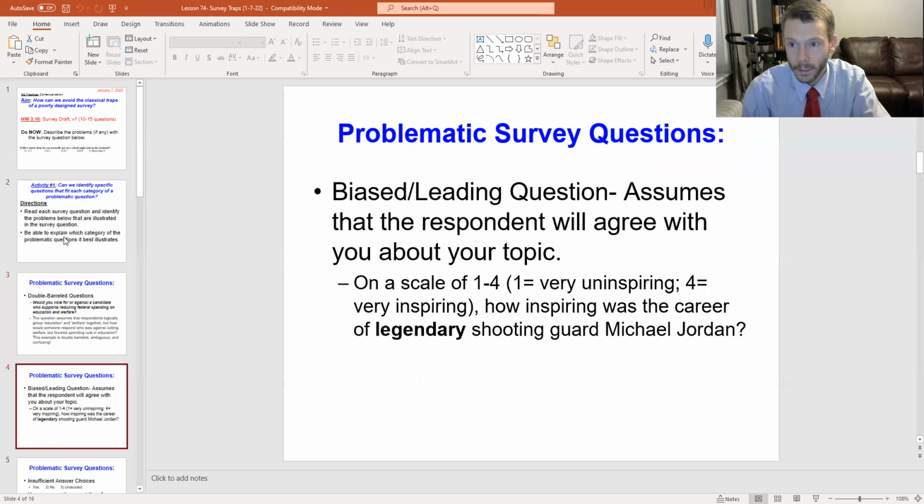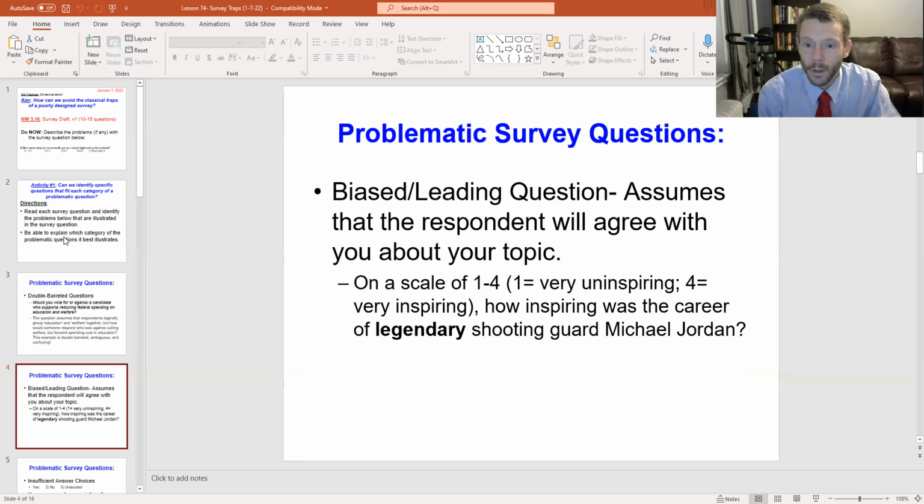The second question is also problematic. So the survey question says, on a scale of 1 to 4, 1 being very uninspiring and 4 being very inspiring, how inspiring was the career of legendary shooting guard Michael Jordan, the Chicago Bulls? Again, I bolded the key word here that kind of gives it away. Legendary reveals the bias or the leading part of the question. Basically, when you phrase a survey question like this, you're assuming the respondent is going to agree with you and put a choice of probably choice 4, right?